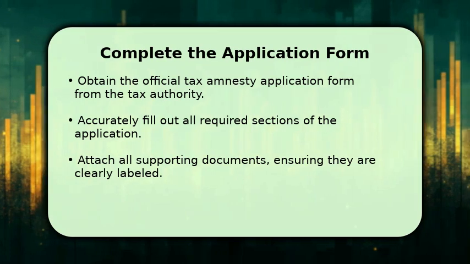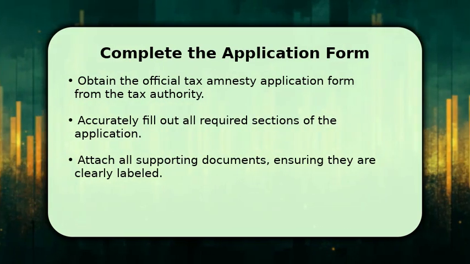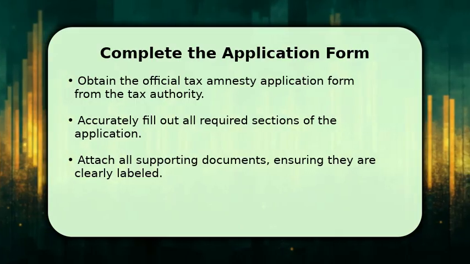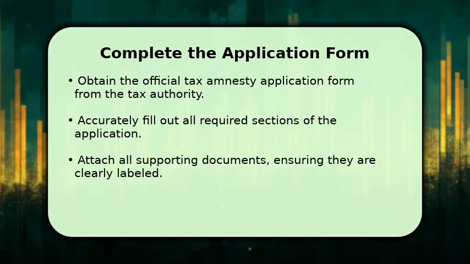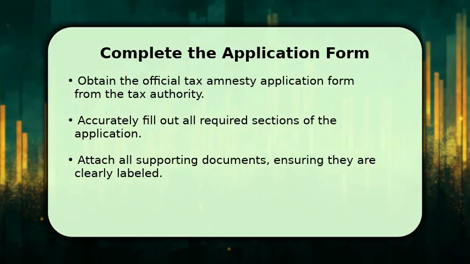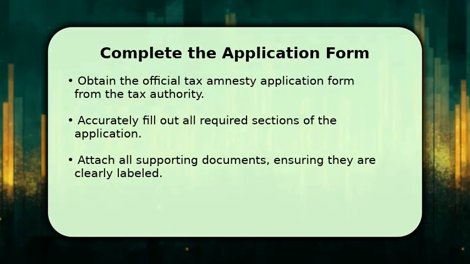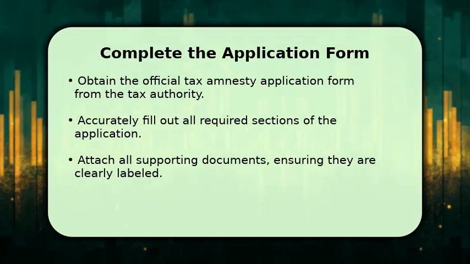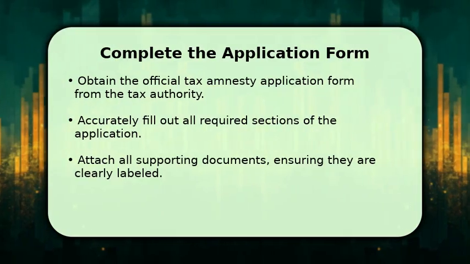Now, let's focus on completing the application. You'll need to obtain the official tax amnesty application form directly from your tax authority's website or office. Carefully fill out every required section, ensuring all information is accurate and complete. Double-check for any missing details. Remember to attach all your supporting documents, such as your nil return forms and your explanatory statement, making sure everything is clearly labeled for easy review.